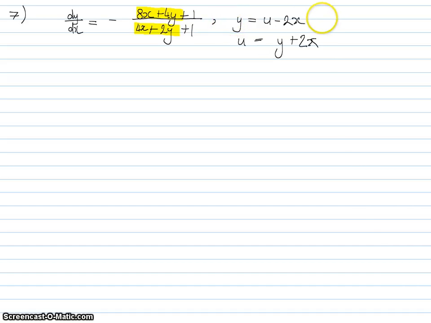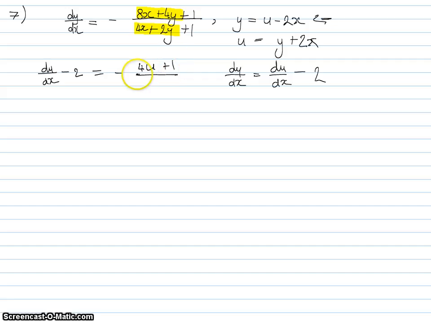So if we just take this first one here and we differentiate it, what do we get? Well, we get dy dx is equal to the derivative of u with respect to x, du dx, minus differentiate 2x, which gives us 2. So that means that for this equation, what we actually have is du by dx minus 2 is equal to negative, and this here is 4u plus 1 over 2u plus 1.